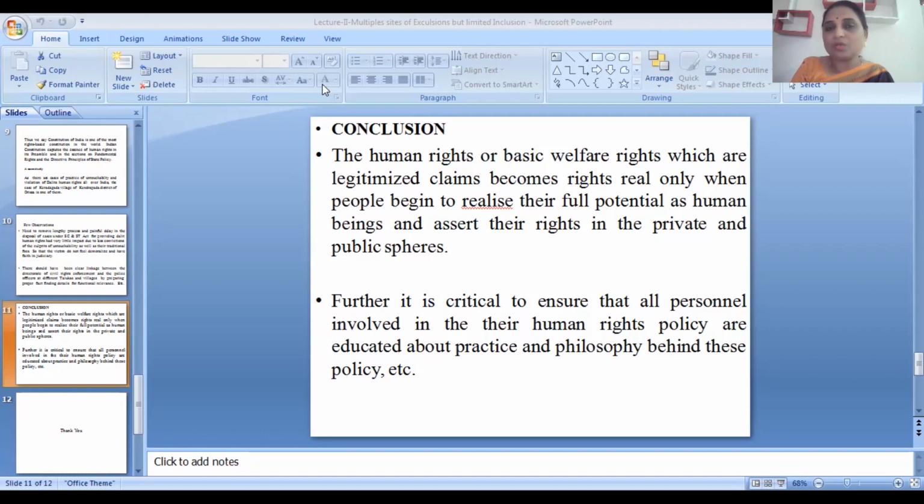So that's why I was talking about how there is a limitation in the inclusionary process and how there is a multiplicity in the process of exclusion.